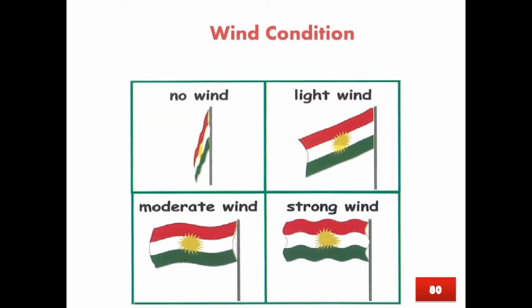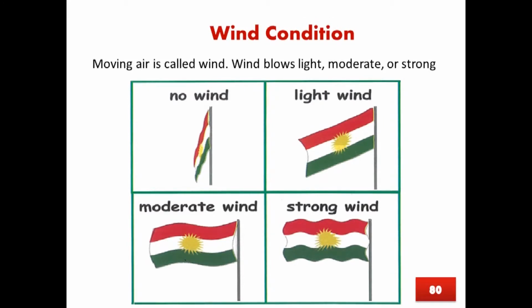Wind conditions. Moving air is wind. Wind blows light, moderate, or strong. No wind, light wind, moderate wind, strong wind.